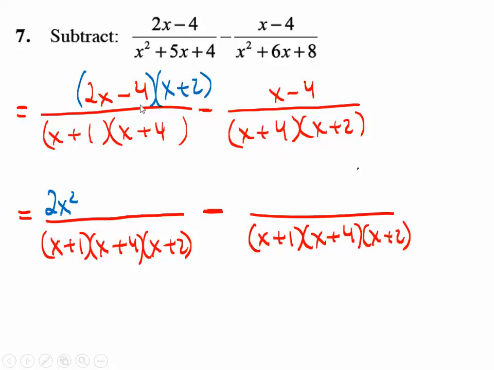4x. And then the other middle term is a negative 4x. Hey, that's kind of weird. 4x and then minus 4x. Those will cancel each other out. So no middle term here. The end term is negative 4 times 2, which is a negative 8. So just a binomial.